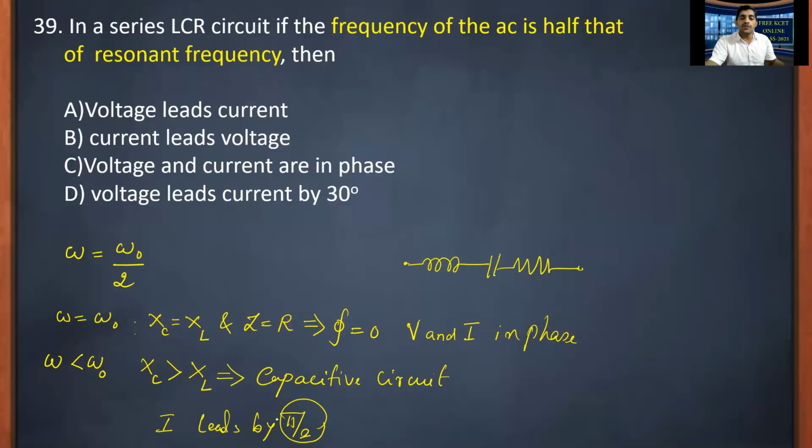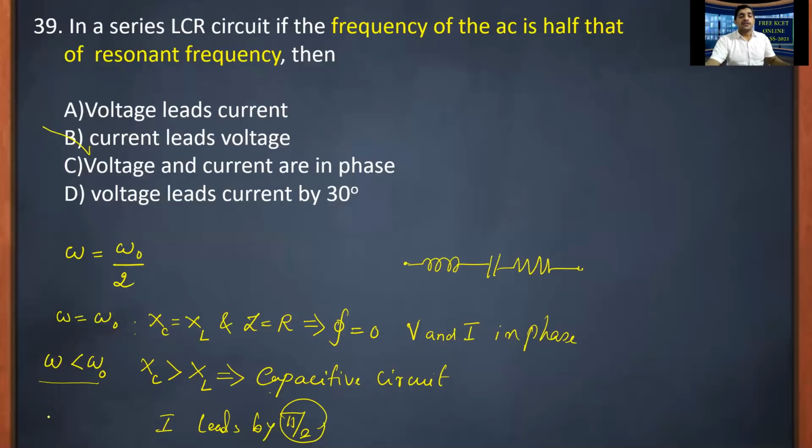angle will not be equal to pi by 2. But when omega is less than omega naught, since XC is greater than XL, the capacitive property will be dominant. That is why the current will lead the voltage by an angle less than pi by 2. So the option must be current leads the voltage by a certain angle.